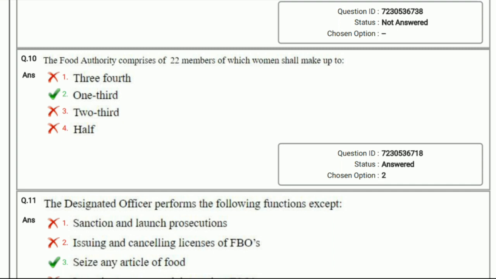If we talk about today's time, the chairperson of FSSAI is Shri Rajesh Bhushan, and the CEO of FSSAI is Shri Arun Singhal. So you should know this.